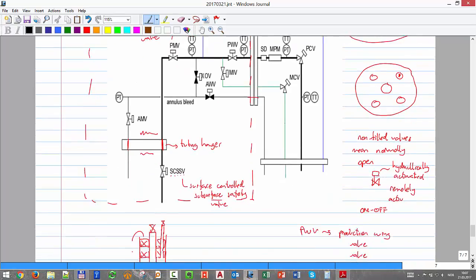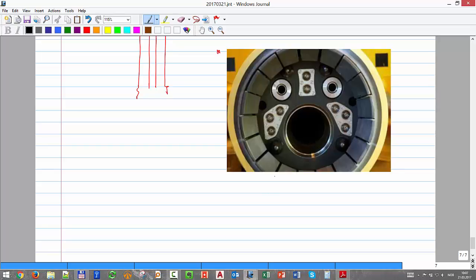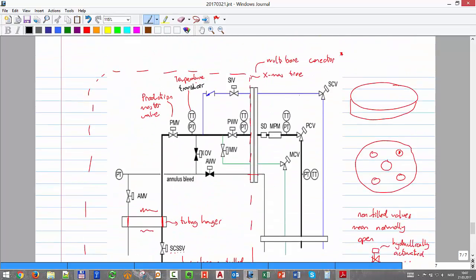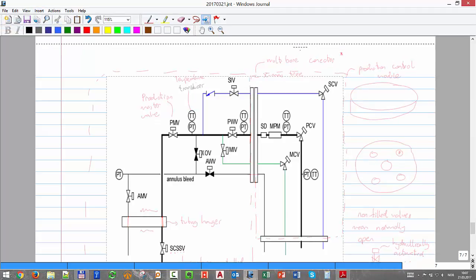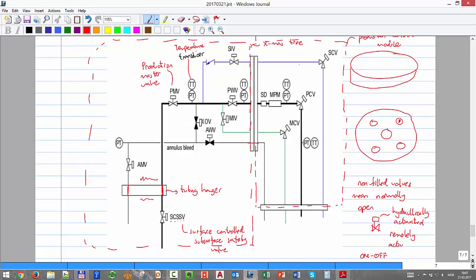What does SD stand for? So now, if you see, we are leaving the Christmas tree module, and we are entering the module that is called the production control module. And it is called production control because basically it has the choke. Okay, the choke is the main control element for the well, so that's the production control module.